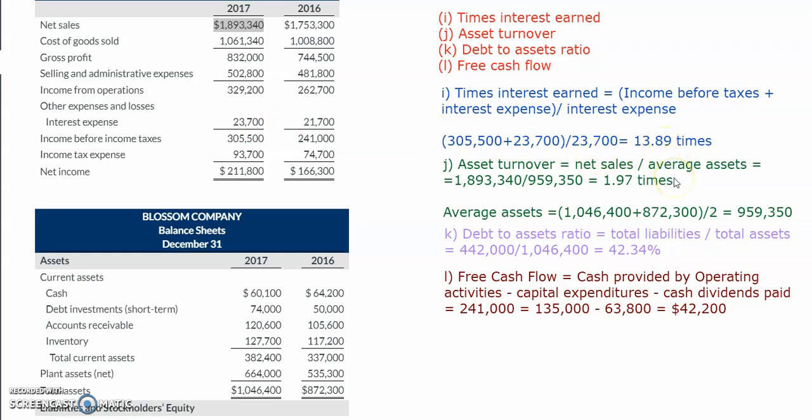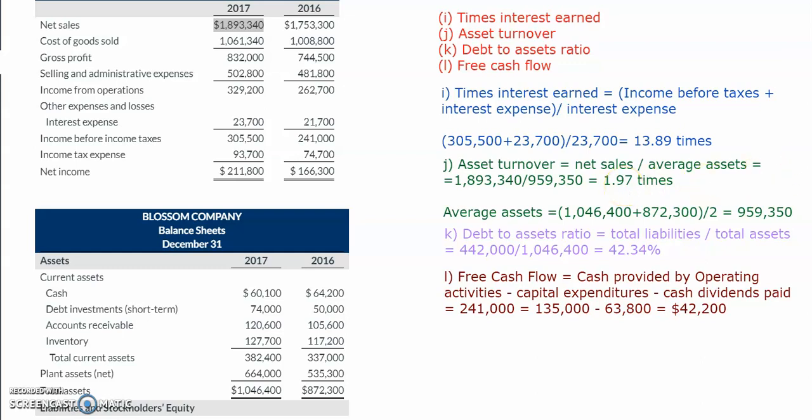For our asset turnover, we're going to take our net sales from the income statement and divide that by our average assets that we get from the balance sheet. So we need to compute our average assets using the beginning and the end of the year, add them together, divide by 2. So we see our asset turnover is 1.97 times per year.